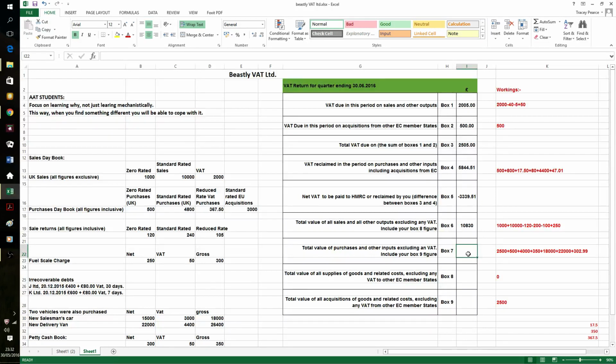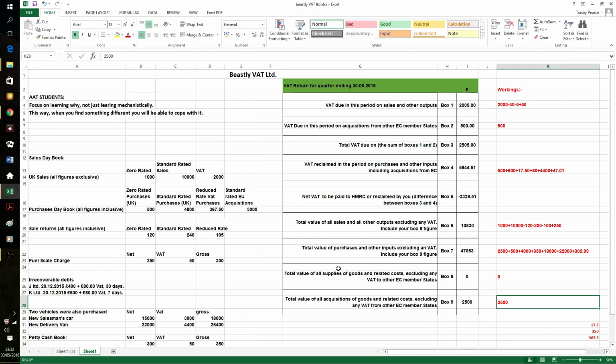Box 7 then, this is going to get rounded to the nearest pound. Rounded down would also be okay, I'm told. 2,500 plus the 500 plus the 4,000 from our purchases plus the 50, and then the two vehicles, and lastly our petty cash book. 47653, I'm sure 47652 is okay as well. 0 in there, and 2,500 completes our VAT return for the quarter ending 30th of June.